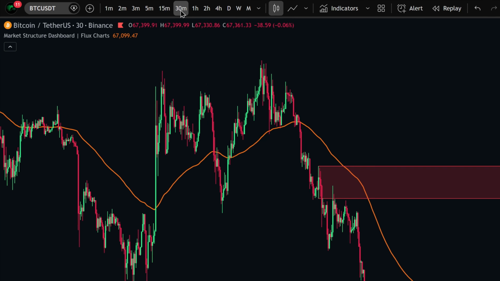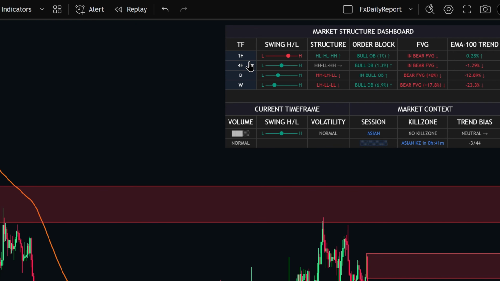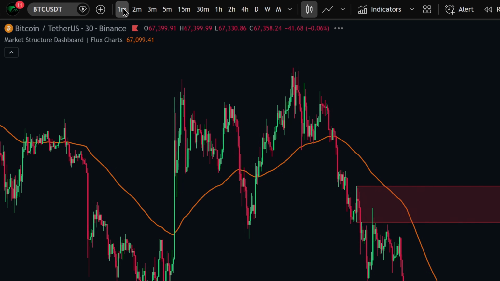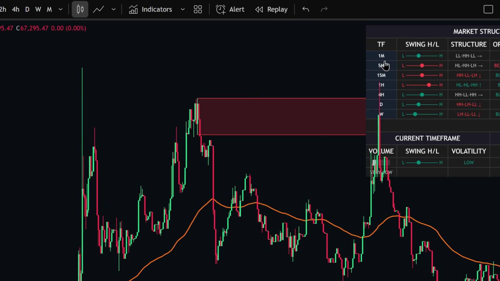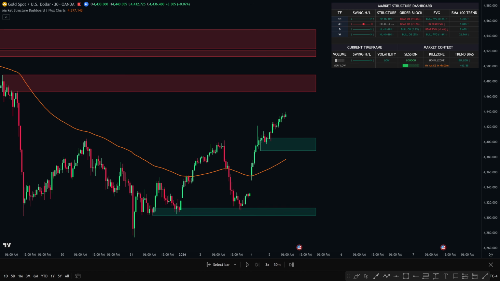Right now, we are on the 30-minute time frame. So the dashboard is showing us information for the 1 hour, 4 hour, daily, and weekly time frames, which is the default setup. If we switch to the 1-minute time frame, you can see that all 7 time frames appear in the dashboard. So depending on your trading strategy, you can set whatever time frames work best for you. Now let me show you exactly how to use this dashboard to find a real trade.